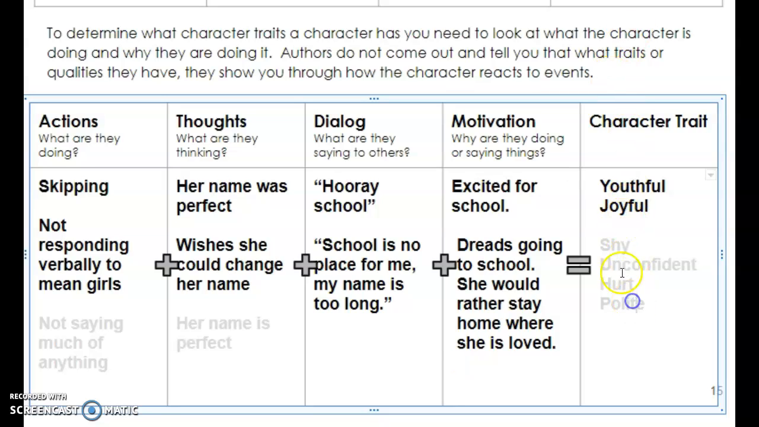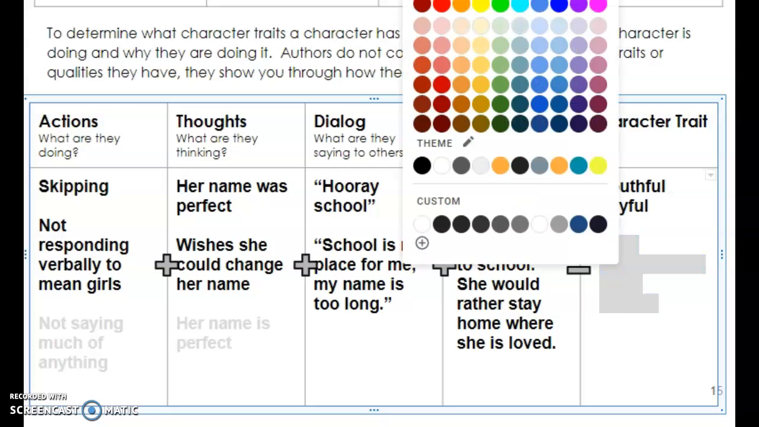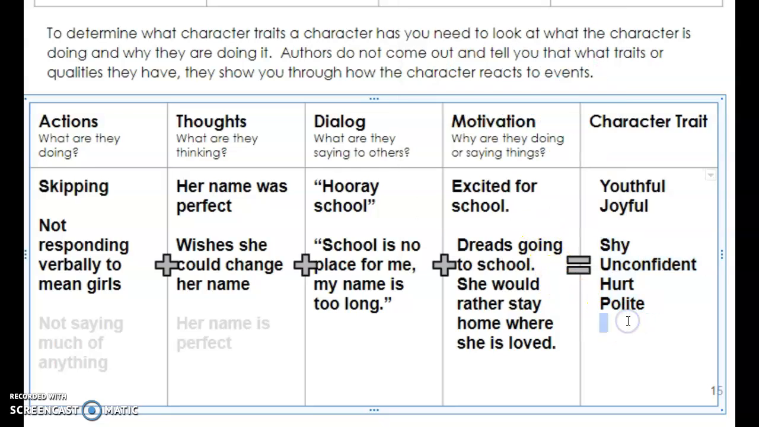So at this point, we're seeing her be shy. She's unconfident or not confident. She's hurt. But she's polite. And why do I say polite? Because even though these girls are being mean to her, she doesn't go back at them. And instead, she's just internalizing. She's too nice to say mean things back.